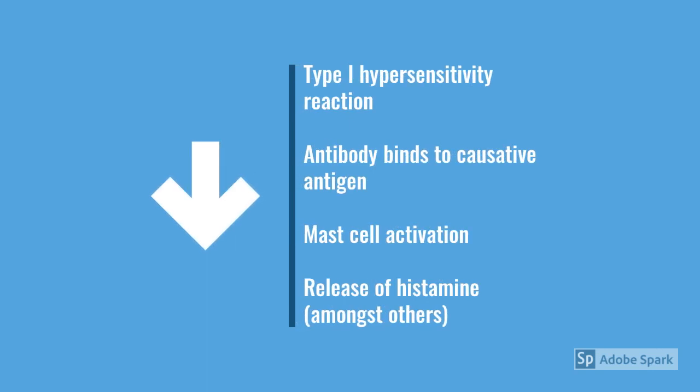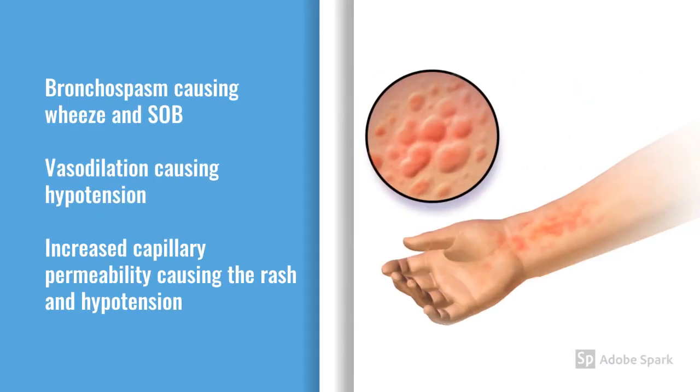So with the type 1, with the pathophysiology of anaphylaxis, it's the antibody binding with the causative antigen, causing essentially mast cell activation, which leads to lots of things. So release of histamine is the key pathophysiological factor behind it, but other things are released: cytokines, leukotrienes, tumour necrosis factor. And essentially these lead to the clinical effects that we see as anaphylaxis.